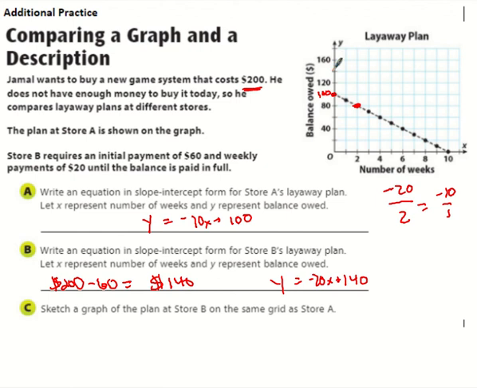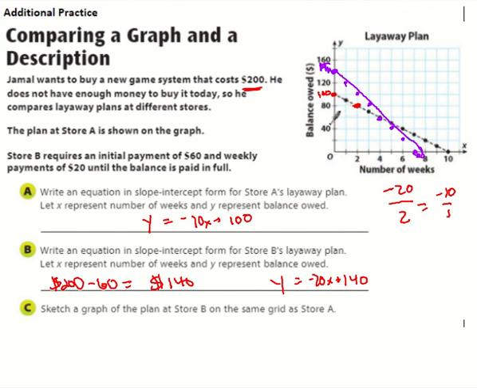And then let's put that on a graph just to see what it looks like for store B. I'll do this one like in purple. So we're starting at 140, but now they're going down 20 every week. So I'm going down 20 over 1, down 20 over 1, down 20 over 1, 20 over 1. And that means this one is only going to take them 7 weeks, because after 7 weeks, it'll be paid in full.